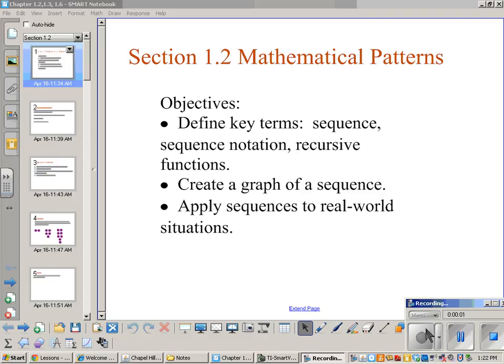In section 1.2, we're going to learn about mathematical patterns. Or actually, we're going to review mathematical patterns. We're going to define key terms such as sequence, sequence notation, recursive functions. We're going to learn to create graphs of a sequence using our calculator mainly. And we're going to apply sequences to real-world situations.